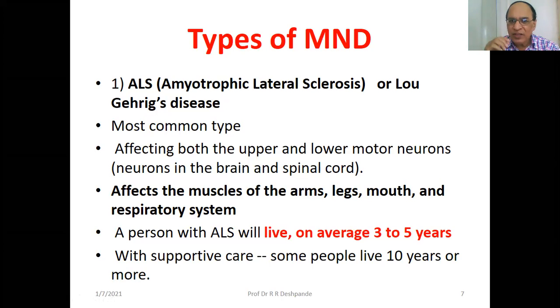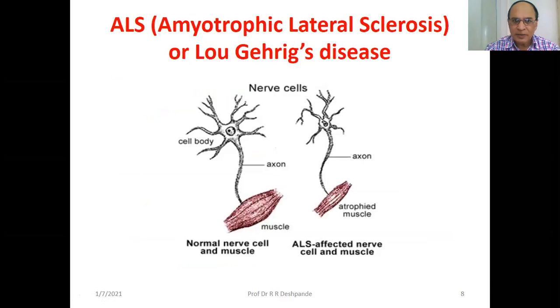A person with amyotrophic lateral sclerosis will live on average 3 to 5 years after diagnosis. With supportive care, of course, some people can live 10 years or more, but that living, I am very sorry to say, is miserable. Try to take the help of Ayurveda, homeopathy, in addition to allopathy.